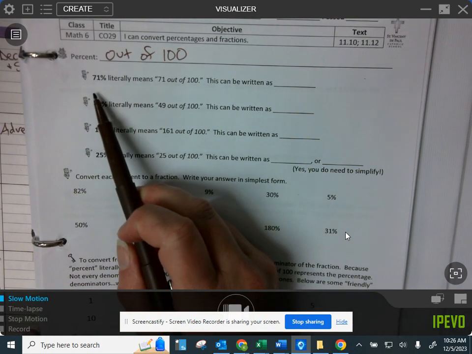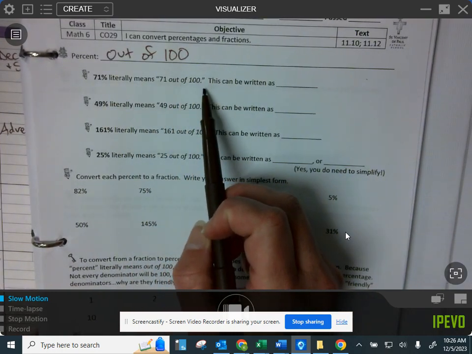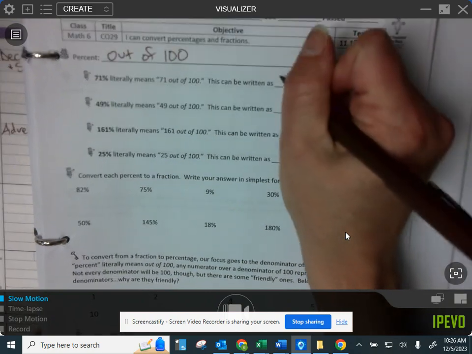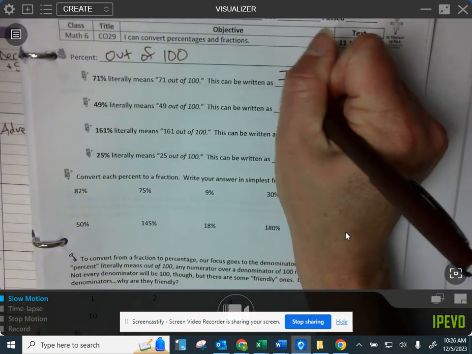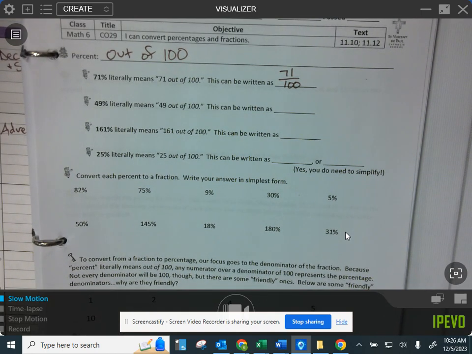So 71% literally means 71 out of 100. This can be written as 71 out of 100. What do we have as our denominator? Melanie? 100. Magic number for working with percents. That 100 as your denominator, magic number. You're going to have to remember that one.